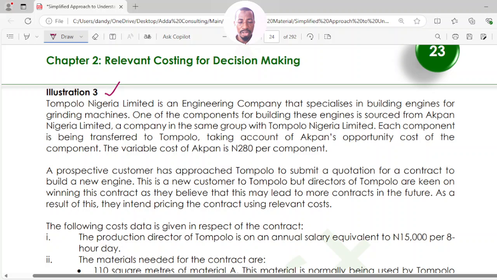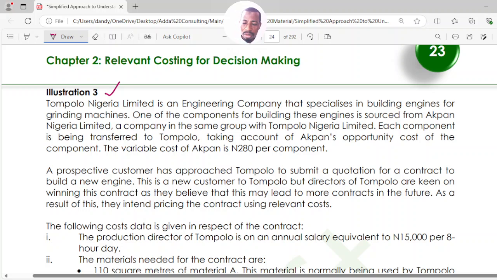component. A prospective customer has approached Tompolo to submit a quotation for a contract to build a new engine. This is a new customer to Tompolo, but directors of Tompolo are keen on winning this contract as they believe that this may lead to more contracts in the future. As a result of this, they intend pricing the contract using relevant costs.